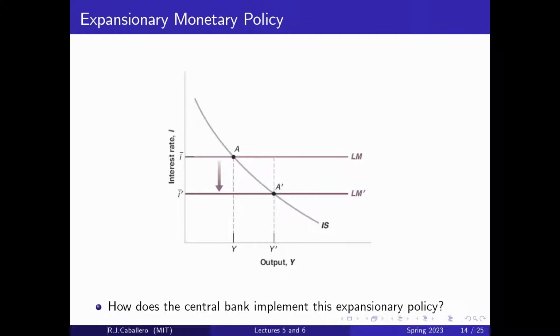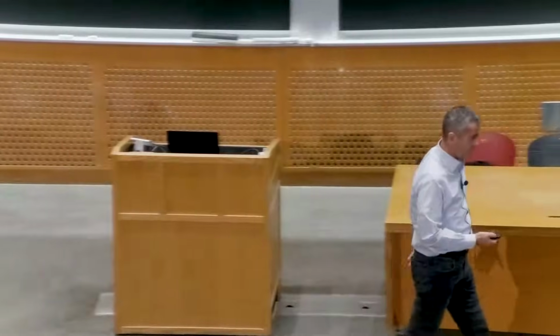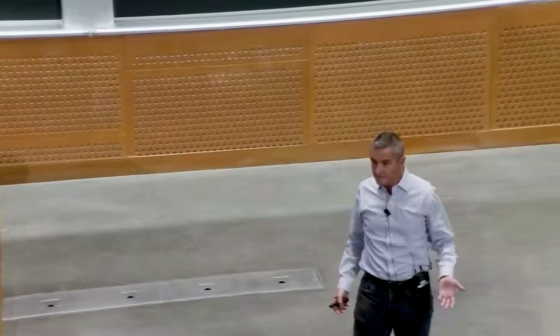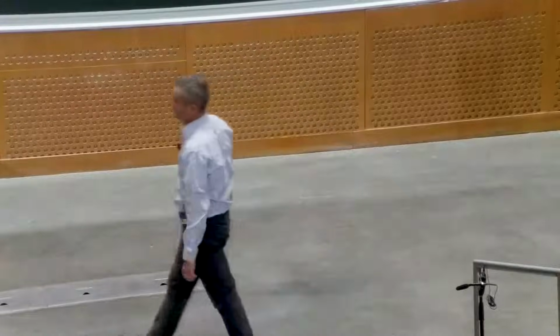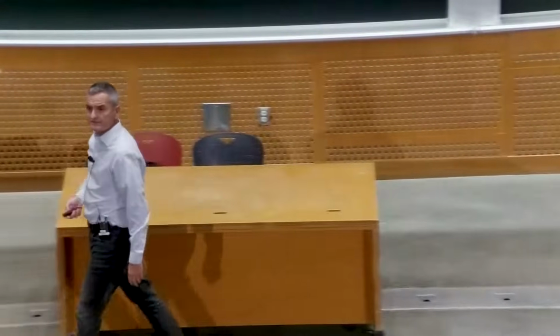So this point is not an equilibrium. We're going to end up with a higher level of output at that lower interest rate. Therefore, it's not surprising that we call this an expansionary monetary policy. So when the Fed cuts the interest rate, that's an expansionary monetary policy, because it will expand aggregate demand. Good. So how does the Fed implement this?